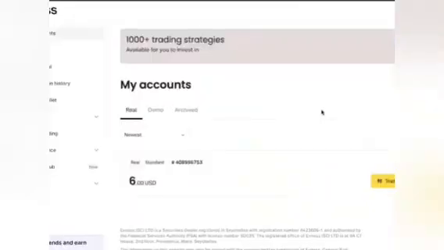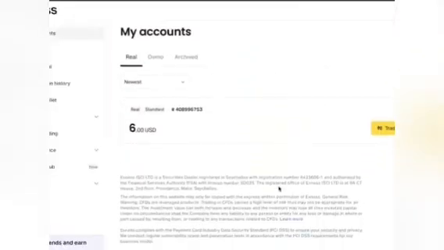Let me show you guys what I'm talking about. You see, right here, this account is sitting at $6 US, but the leverage is sitting at 1:2,000. Let me show you guys what that means.